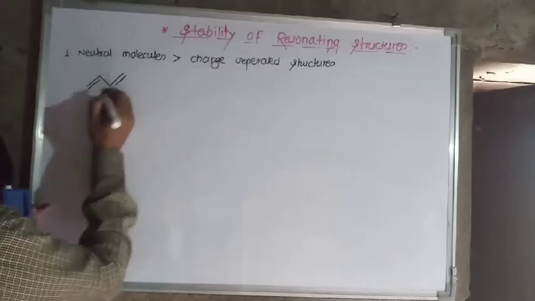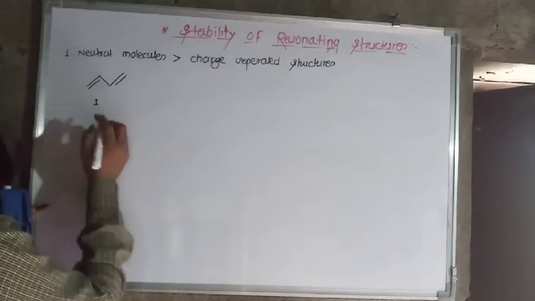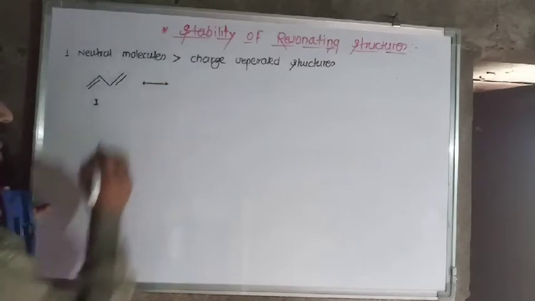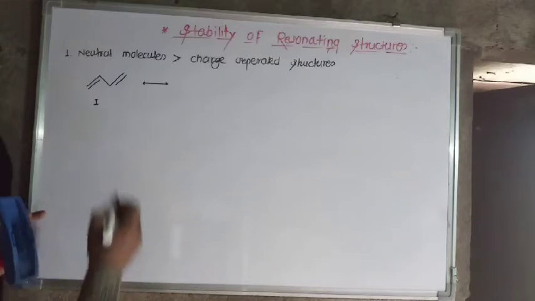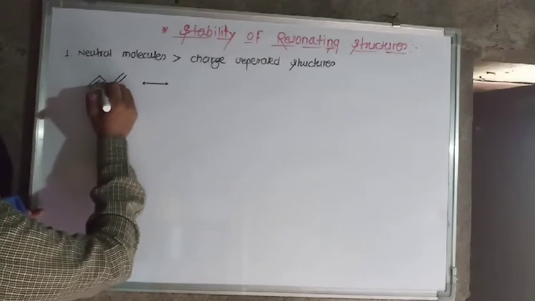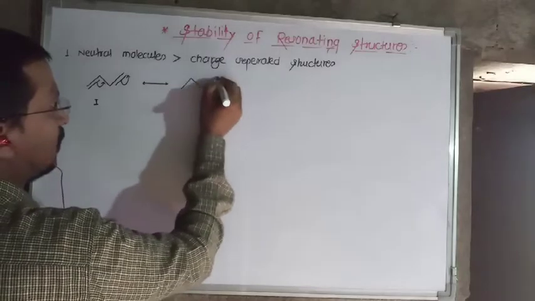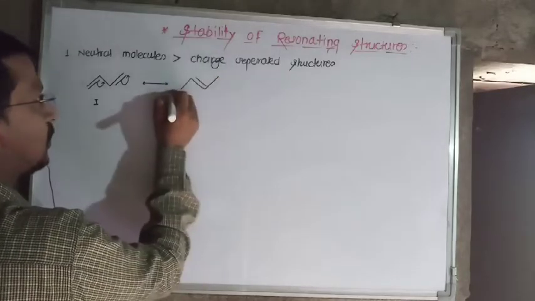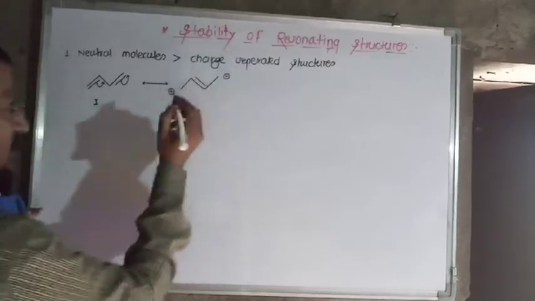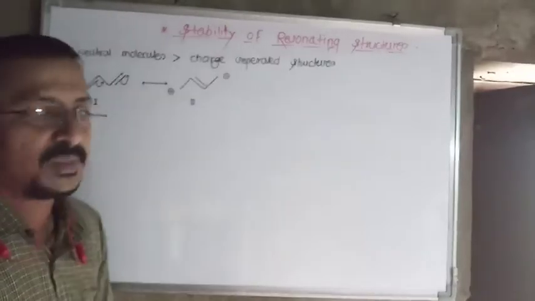Double bond, suppose I consider this in the first case, and if we see the resonance in this case, then like this: double bond, positive charge, negative charge. This is the second case. Now in these two structures, which one is more stable, which one is less stable? That is the first point. Neutral molecules are always more stable than charge separated structures.